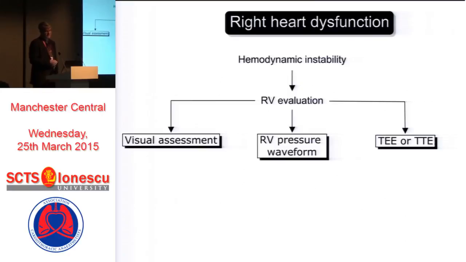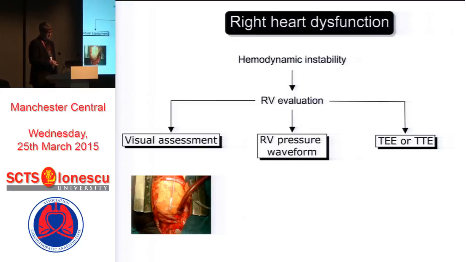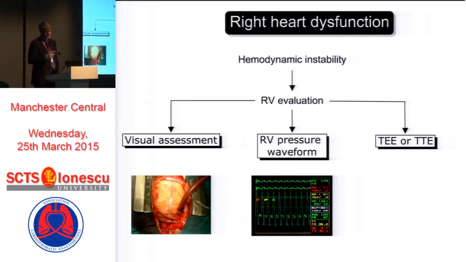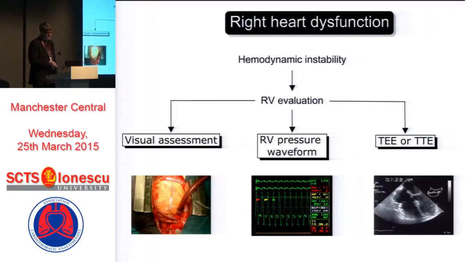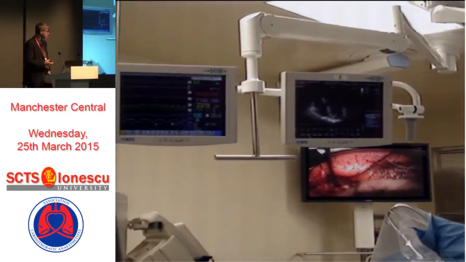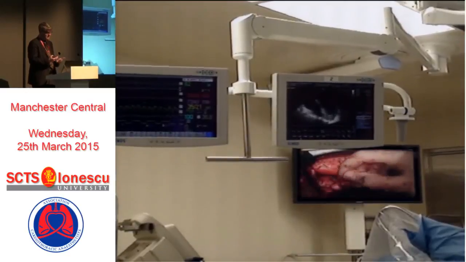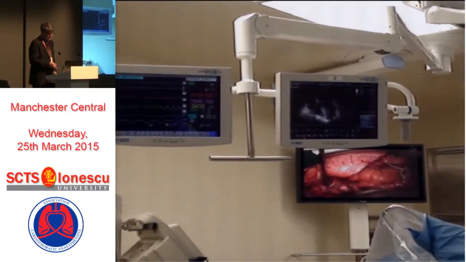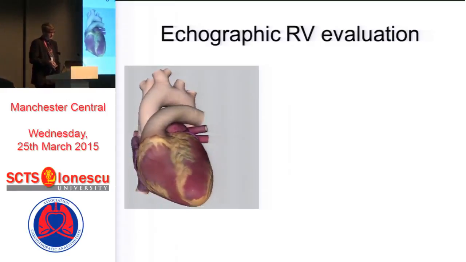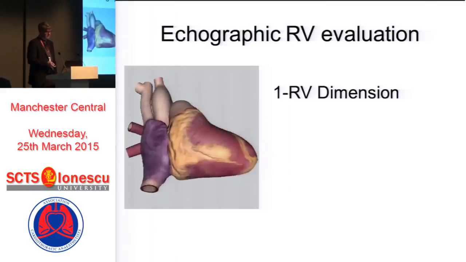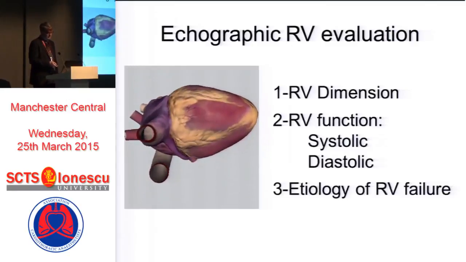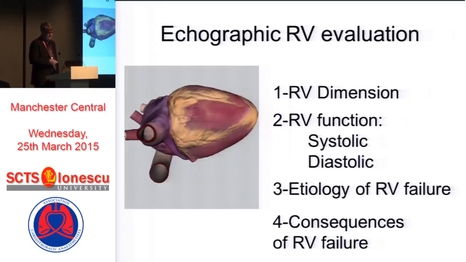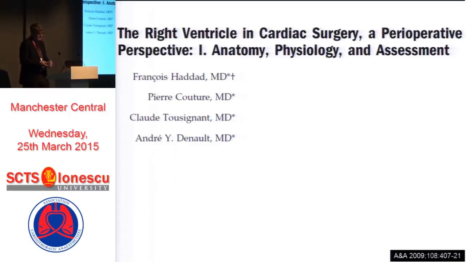There are three ways you can evaluate right ventricular function: visual assessment, right ventricular pressure waveform, which will be the topic of the next talk on Friday, and transesophageal or transthoracic echocardiography. In fact, in the operating room, we have the possibility of having all three elements at the same time, so you can see them correlating. The role of the echocardiographic right ventricular evaluation is first to evaluate the dimension of the right heart, to evaluate the systolic and diastolic function, and also to determine the etiology of RV failure. Something we've also been interested in for about 2 years is to look at the consequences of right ventricular failure with TEE.